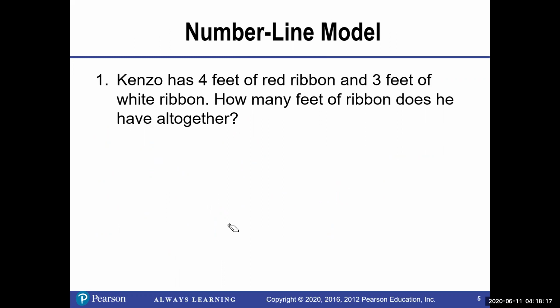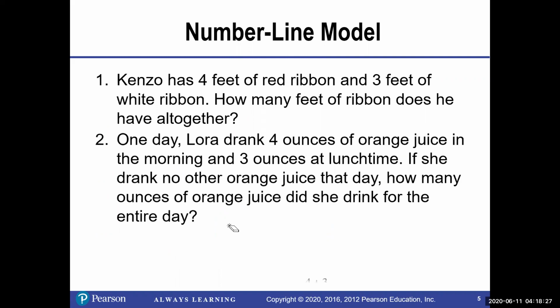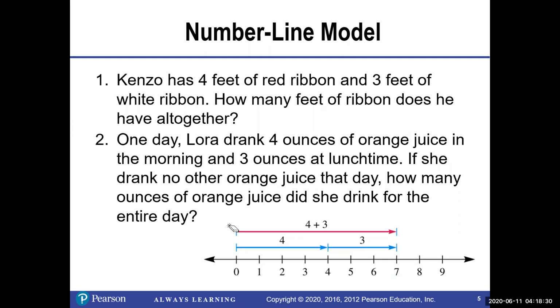Nice. Now Kenzo has 4 feet of red ribbon, and now we look at number line representation, how you can add on a number line. How many feet of ribbon does he have altogether? Okay, and so for number line representation, if you move to the right, you are adding. If you move to the left, you are what? You are subtracting. So here we move 1, 2, 3, 4. And don't leave any space between, and then you move 1, 2, 3. So altogether you've moved 7 times. Okay, so that is 4 plus 3, and that is how you use a number line to add.